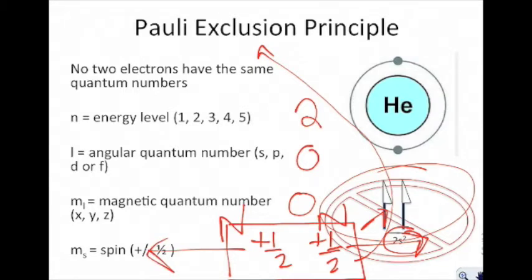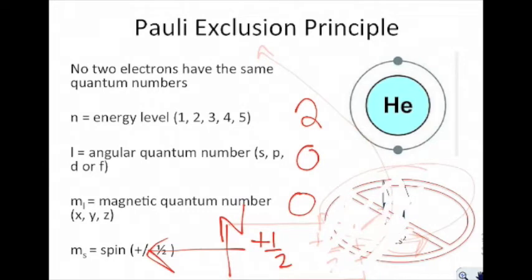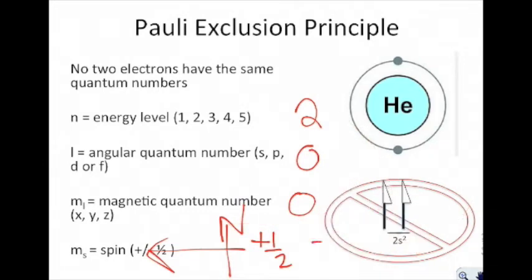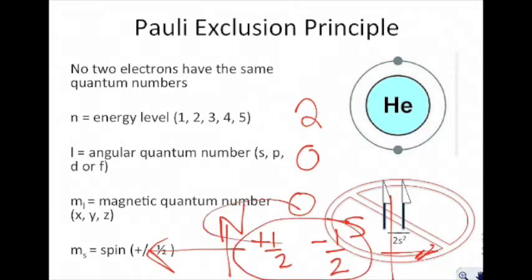But if you were to replace this one with a minus 1/2, that's now a south magnet. Even though the two electrons want to repel each other because they're both negatively charged, there is an attraction between the two because they have different magnets. And so because of that, that's enough to overcome the repulsion and allow them to exist in the same orbital. So there's a reason behind the Pauli exclusion principle that you should be familiar with.